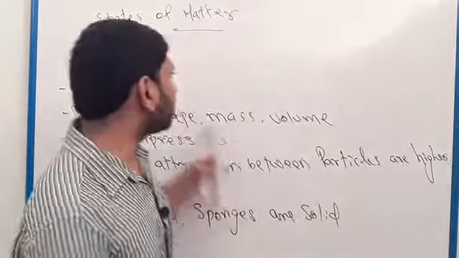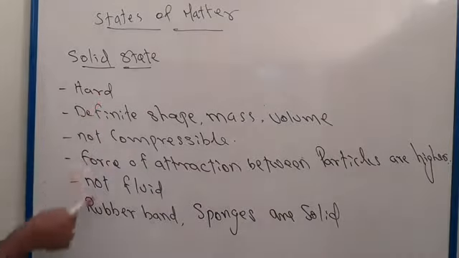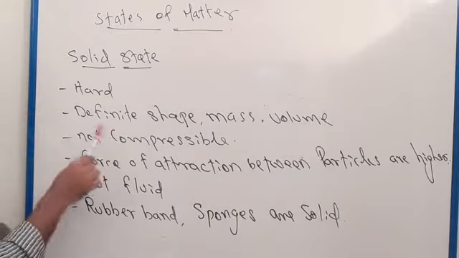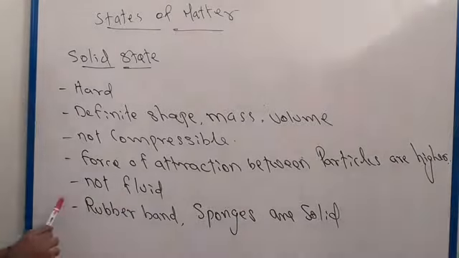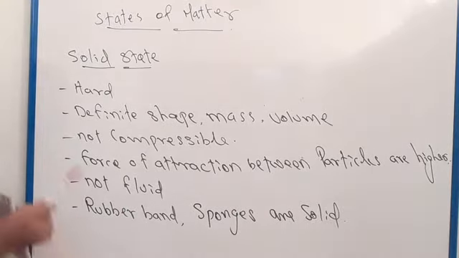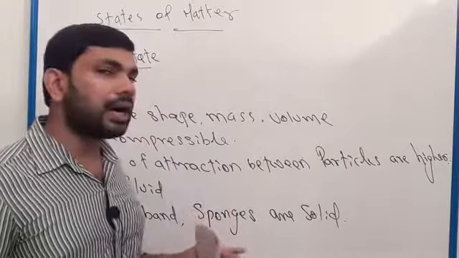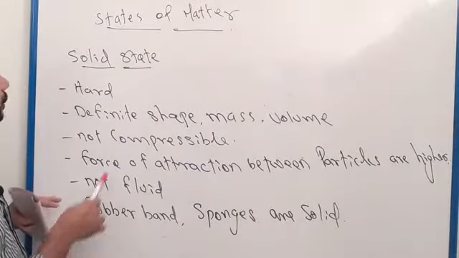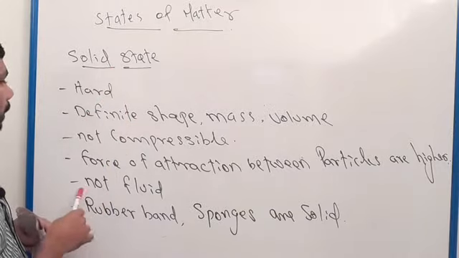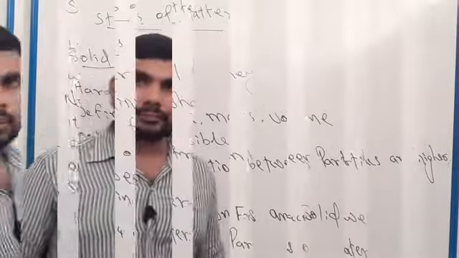So these are the different characteristics of solid states. Solids are hard. They have definite shape, mass, volume. Solids are not compressible. The force of attraction between particles of solids is higher. And another thing you have to remember: solids are not fluid. Clear?